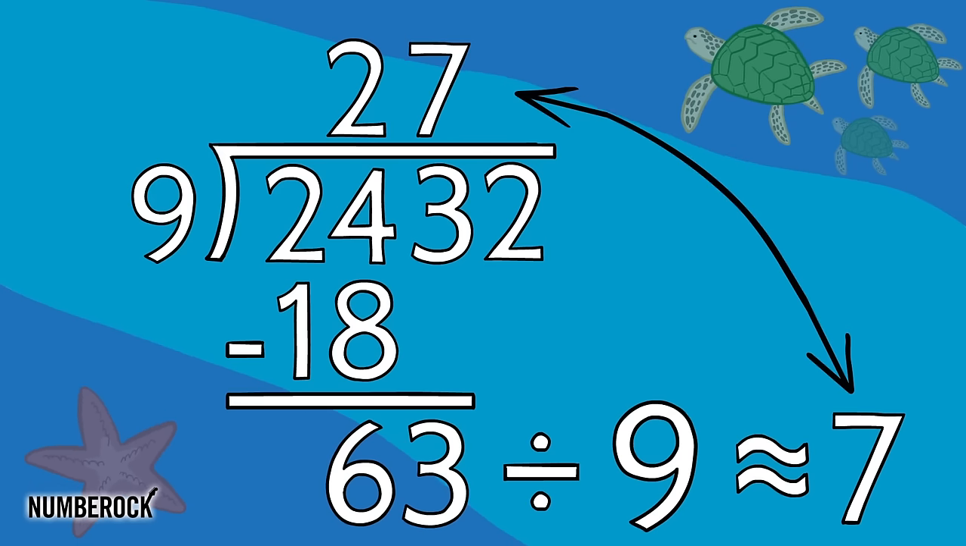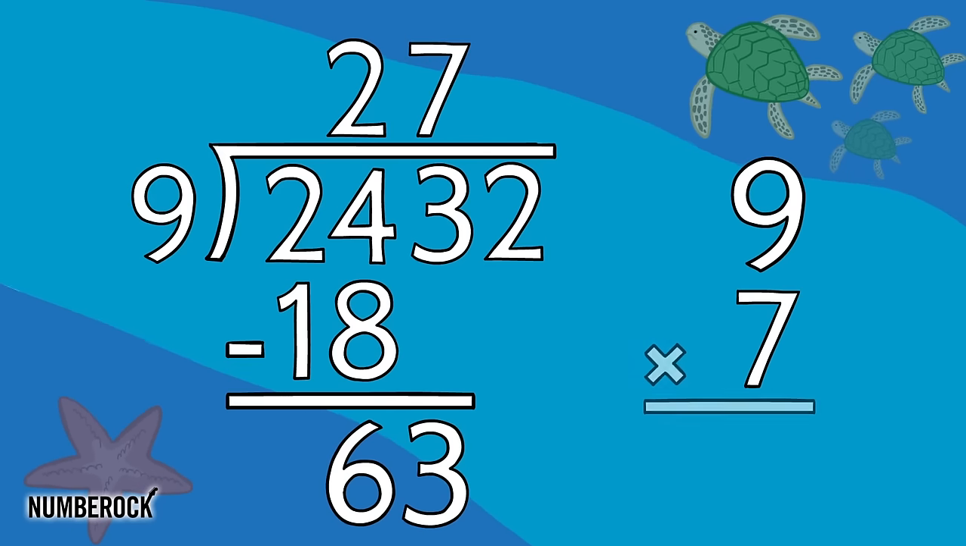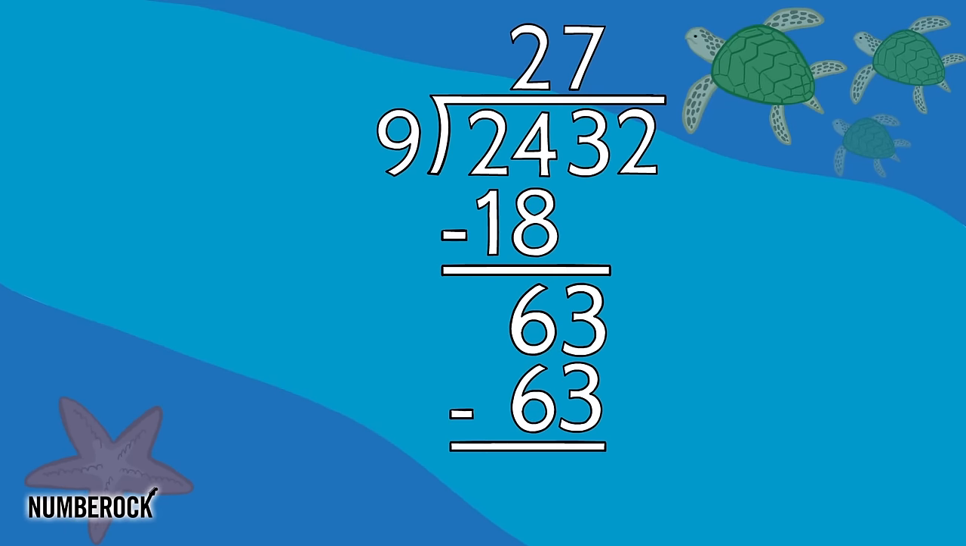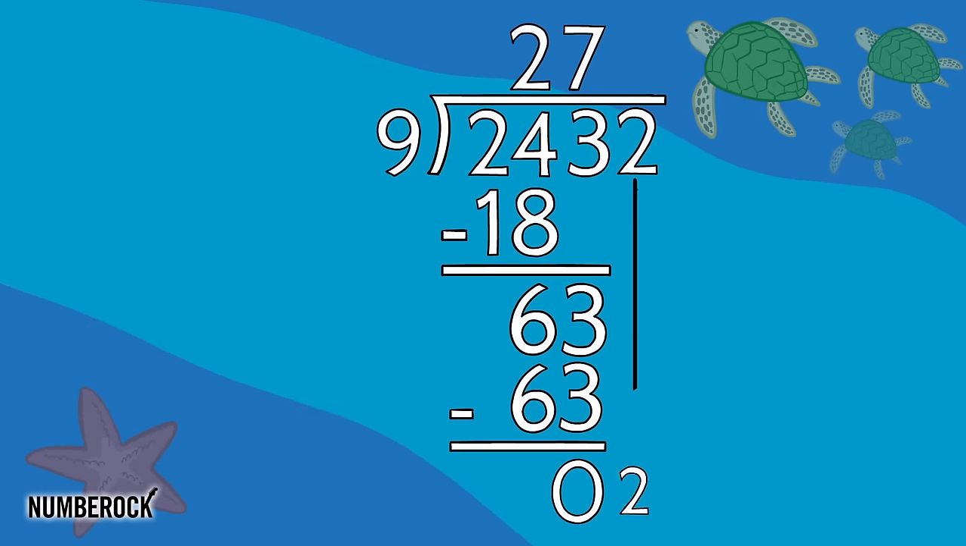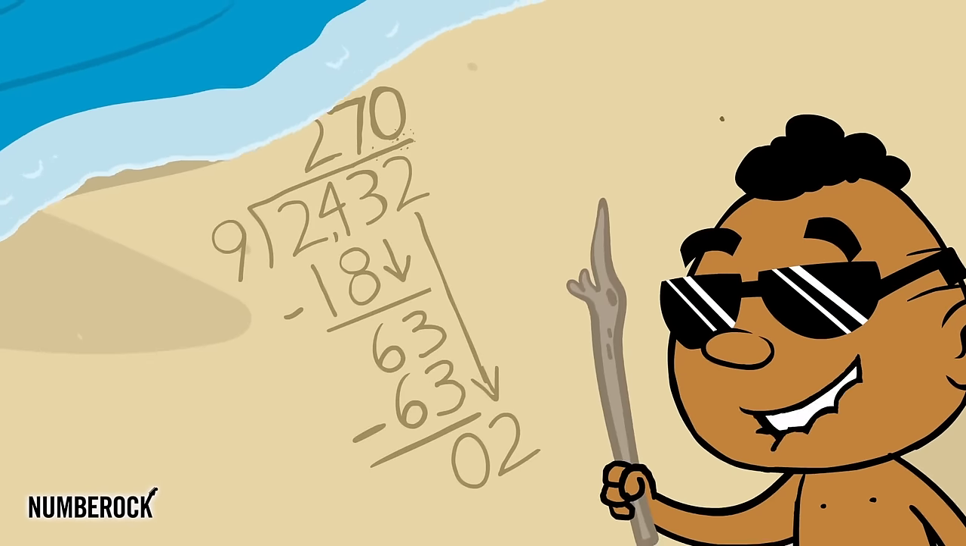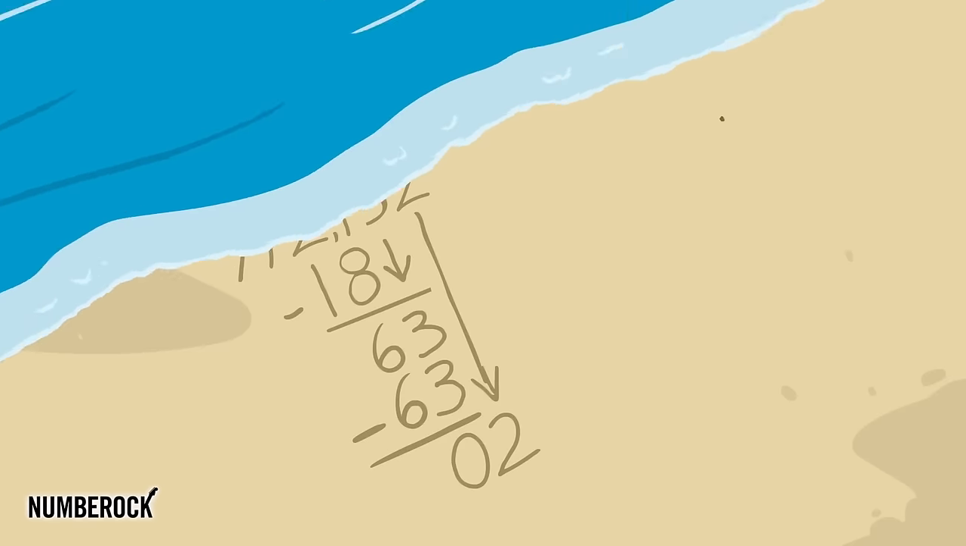Write it above the line. Multiply 9 by 7, we get 63. Then subtract the 63 to get 0, you see. We bring down the 2, which 9 does not go into. So write a 0 on the line, followed by remainder 2.